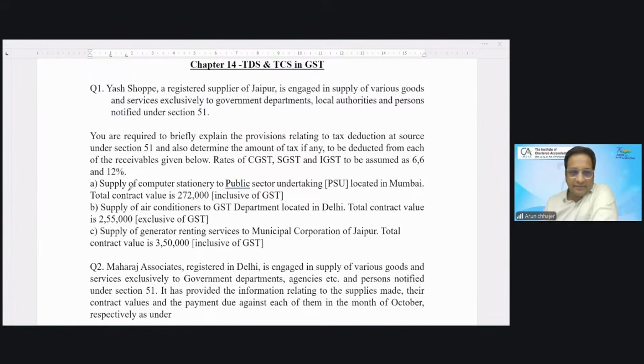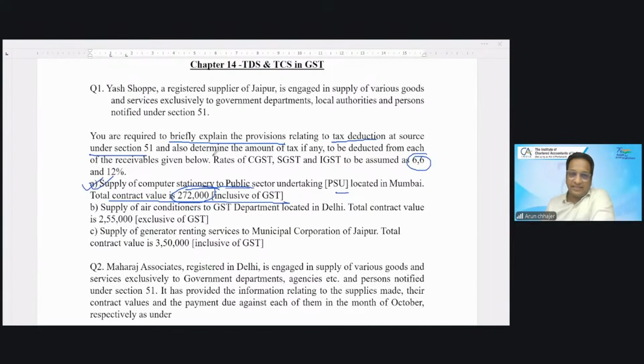ठीक है. You are required to briefly explain the provisions relating to tax deduction at source under section 51. Also determine the amount of tax to be deducted from each of the receivables given below. Rate is assumed 12%, 6% CGST, 6% SGST, and 12% IGST. Supply of computer stationery to the PSU located in Mumbai. Inclusive of GST, total value is 270.